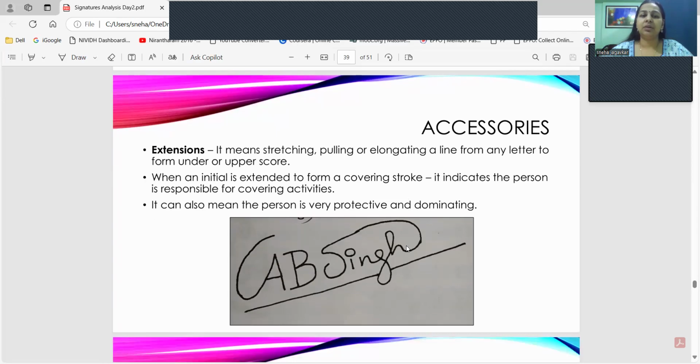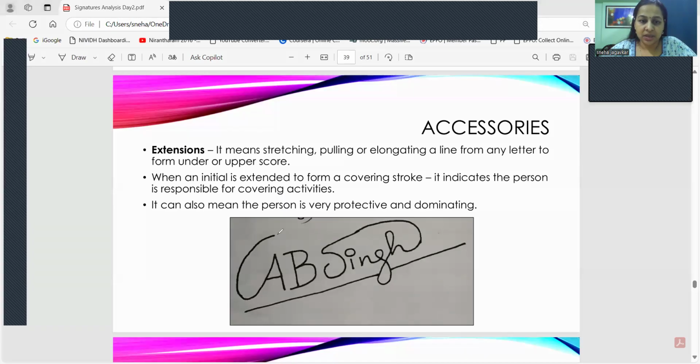Extensions. Again, a very important part. This again also indicates waste of time. Extension is something where you have a starting stroke and an ending stroke. So as you can see it over here in the picture, yeah, here's a starting stroke and an ending stroke as well, right?